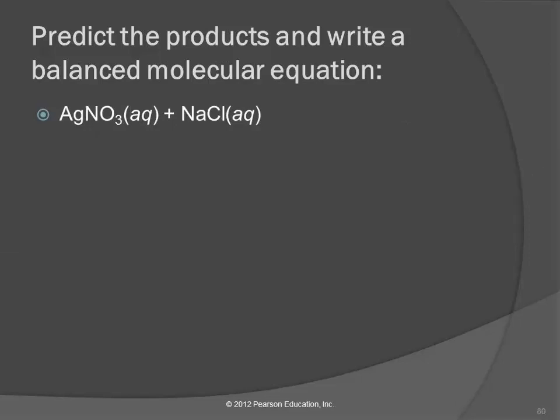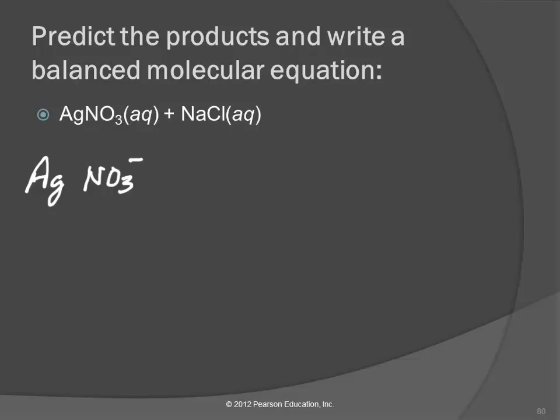Here's another one. Predict the products and write a balanced molecular equation. Silver nitrate, sodium chloride. 2 ionic compounds. They're not an acid and a base. And so we're going to swap partners. We have to write the individual partners, the individual ions underneath. So we've got Ag and NO3. Hopefully we remember, since we just did one with NO3, that that's a minus.